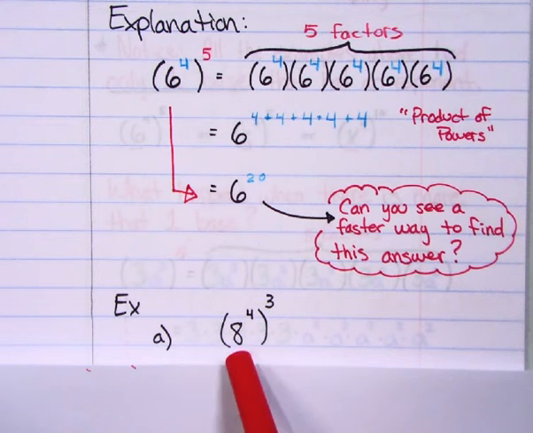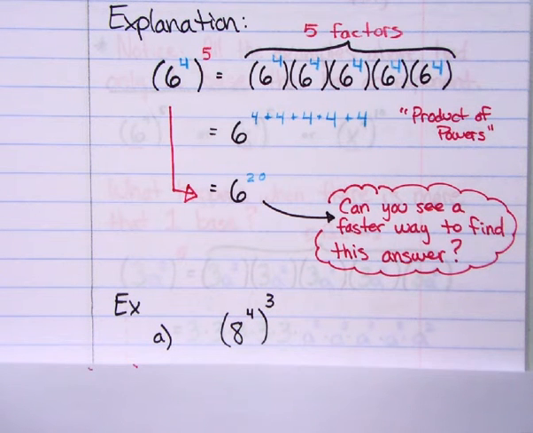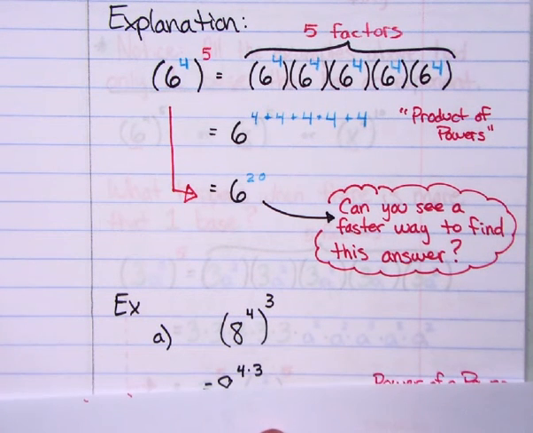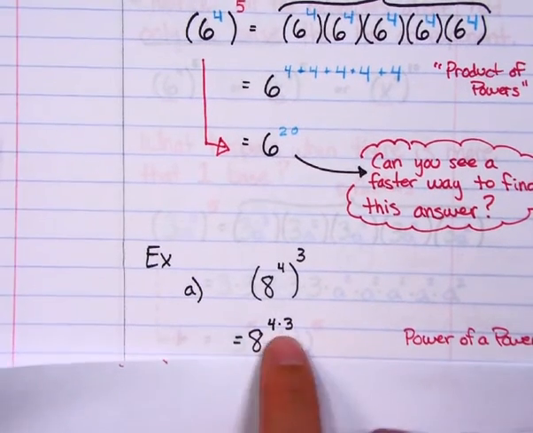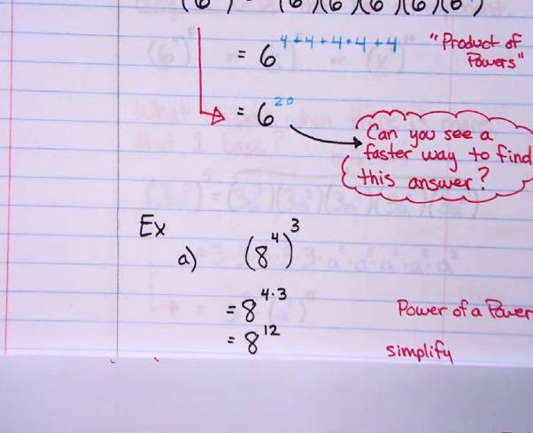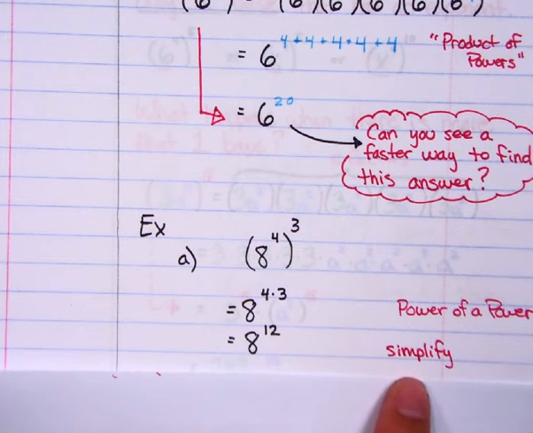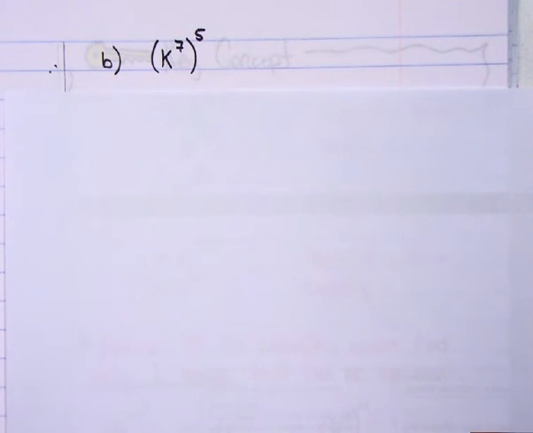Here we go. I have a base that has a power, taken to another power. What do we do with those two? We multiply. So that's 8 to the 4 times 3, which is 8 to the 12th. That's called the power of a power property, and then I just simplified it right there. Here's another: k to the 7th, to the 5th. Try it out.